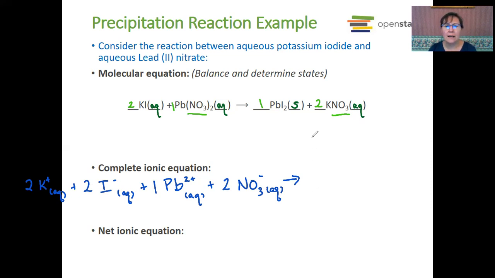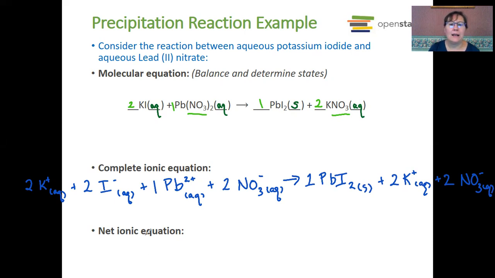Okay. Now I come up here and I have PbI2 solid. So that's going to stay as it is. 1 lead 2 iodide, PbI2 solid. And that stays together because whenever something is solid, it just stays. And then we have 2 potassium ions, and those are still aqueous, and 2 nitrate ions, and those are still aqueous. Okay.